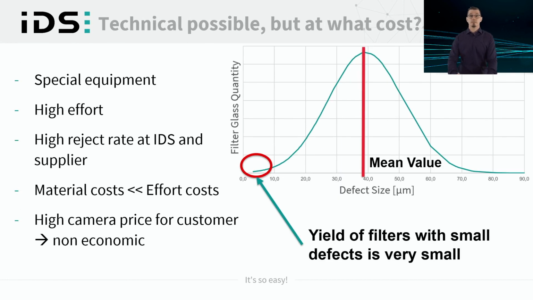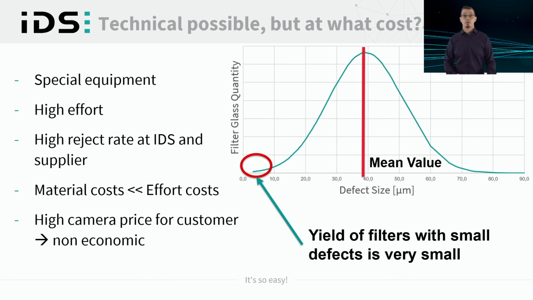So it is technically possible to detect filters and sensors with defects smaller than 10 micrometers. However, this requires special equipment like special microscopes, special illumination, special environmental conditions, so increased clean room requirements, and the most expensive part is the increased effort. Furthermore, the failure rate on the part of IDS and their supplier for these special cameras must also be taken into account. Of course, this also increases the cost of materials.